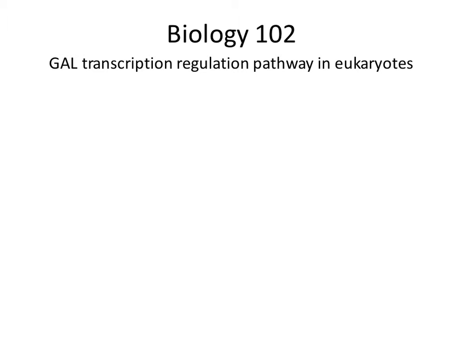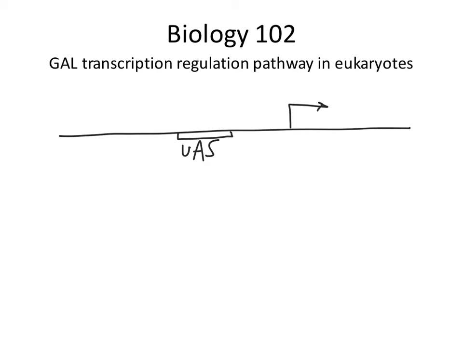Last class we talked about the idea that there's an upstream activating sequence. And there could be a gene, for example, GAL1, that's involved in producing an enzyme that's necessary for an organism to use galactose, the sugar. So this is all about galactose utilization.